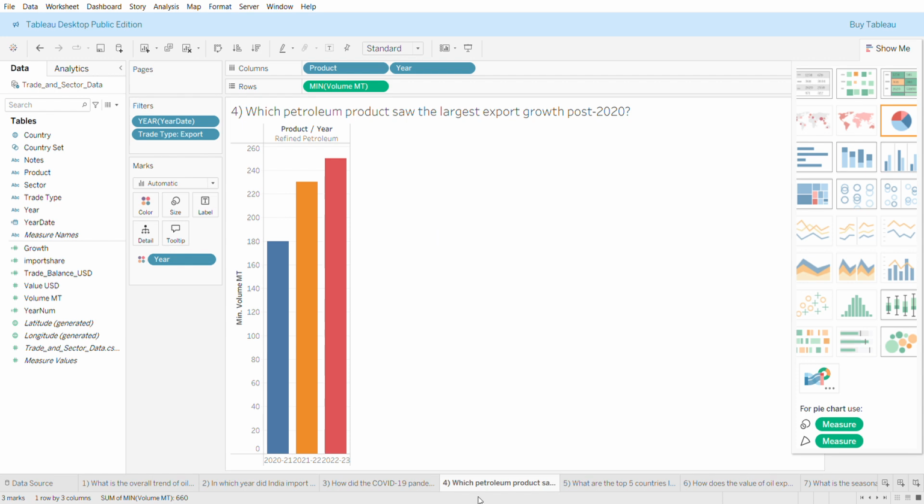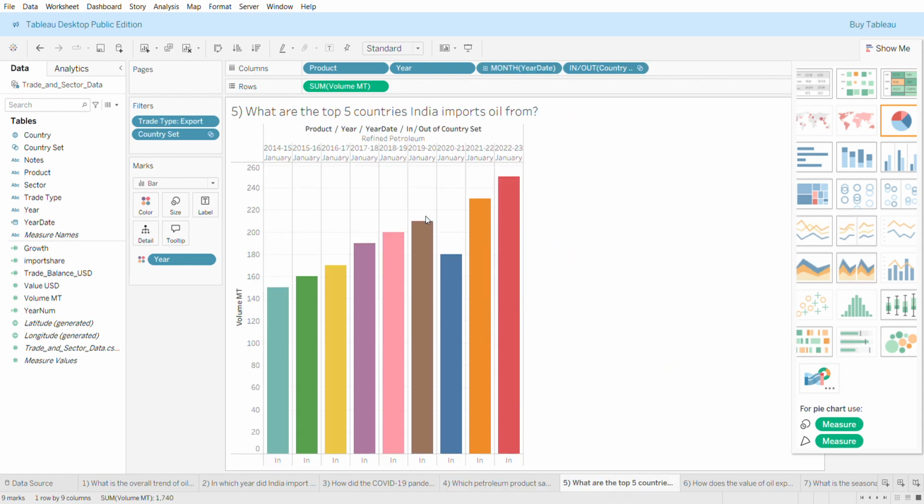And the next question is the fifth one. What are the top 5 countries India imports oil from? Here I aggregated import volumes by country and sorted them. I filtered trade by trade type and country. I used a bar chart to clearly compare volumes by country. From 2014 to 2023, it shows that in some years it was increasing and in some it was decreasing. And finally, from 2022 to 2023, it shows the highest among all of these.